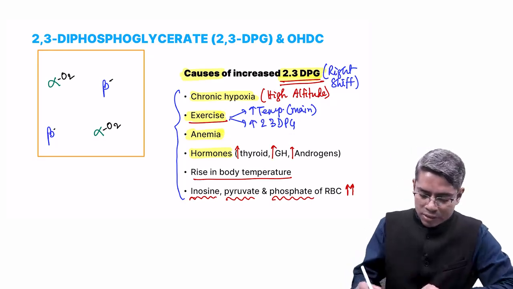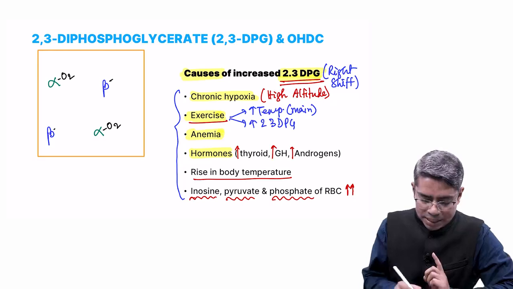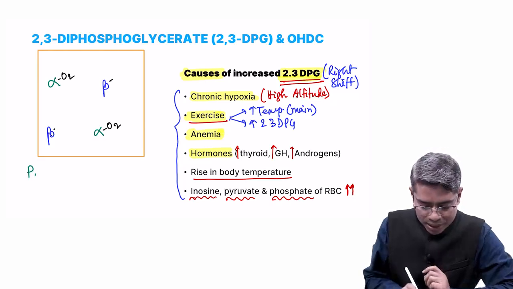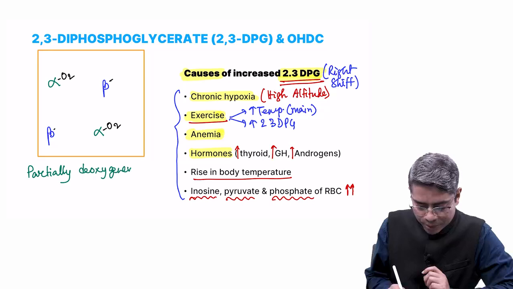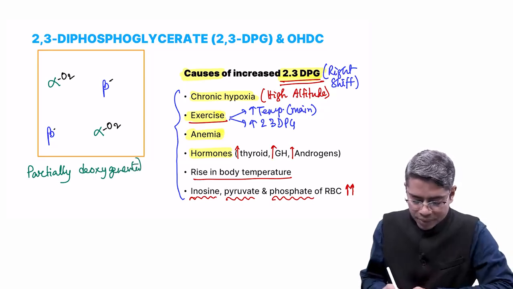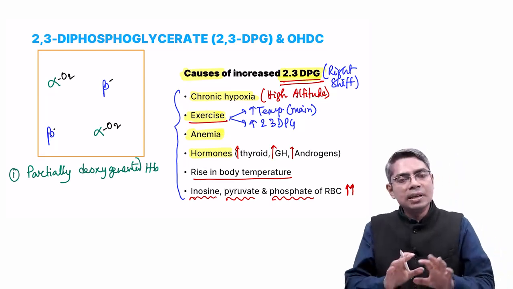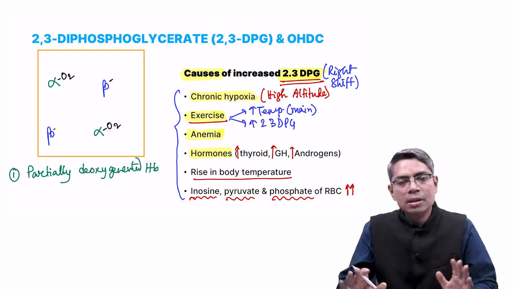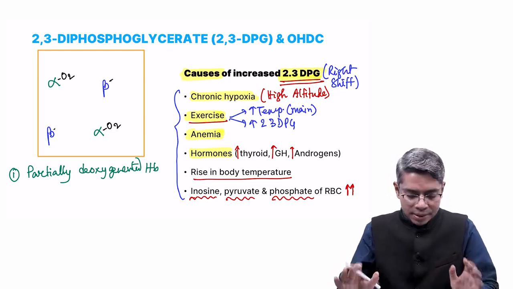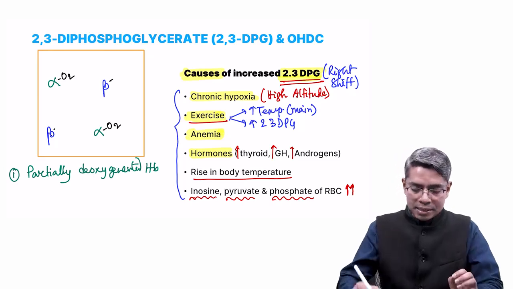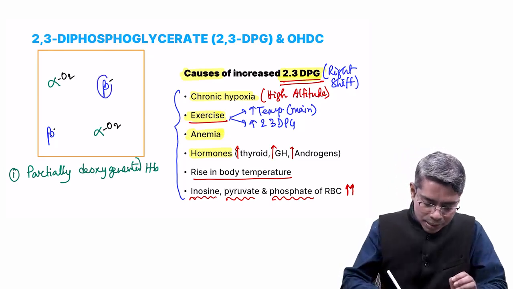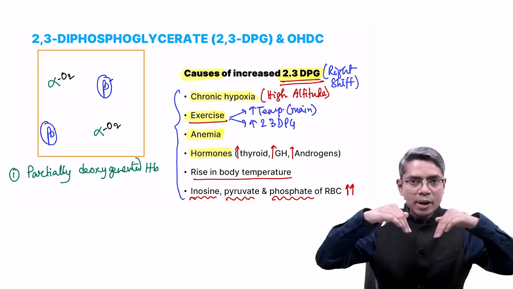So I am writing the first point. For 2,3-DPG binding, hemoglobin should be partially deoxygenated. Partially deoxygenated hemoglobin is required for 2,3-DPG binding. Getting my point? If the hemoglobin is fully saturated with oxygen, 2,3-DPG is not going to bind. Then both the beta chains are going to create a pocket.